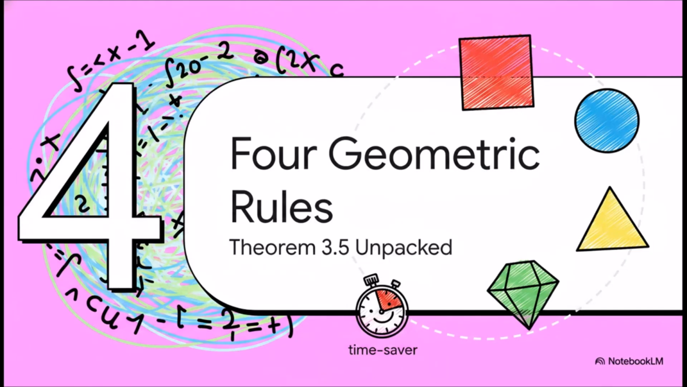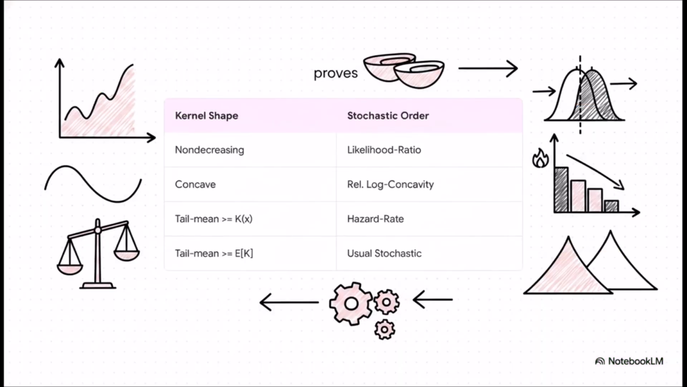Section 4. The 4 Geometric Rules, Theorem 3.5 Unpacked. This is where abstract calculus magically turns into basic geometry. I want you to treat this table as your ultimate visual cheat sheet for Theorem 3.5. Let's deconstruct exactly how basic geometric properties of the kernel directly prove those complex stochastic orders we defined earlier. First row, look at the kernel shape. Is it non-decreasing, just going up?